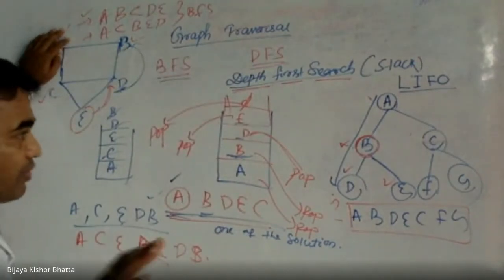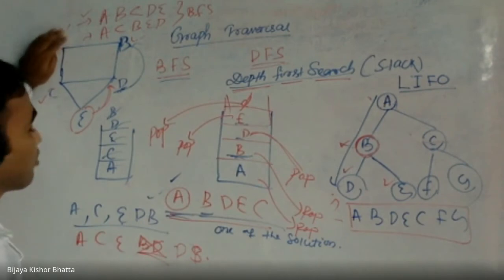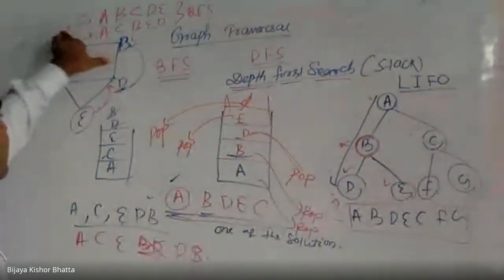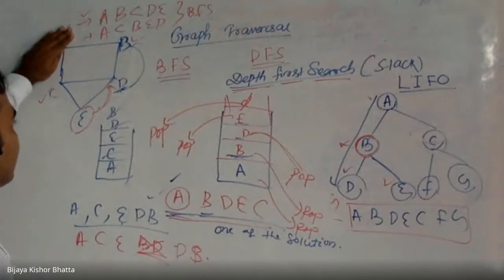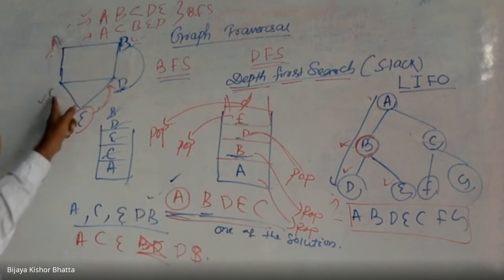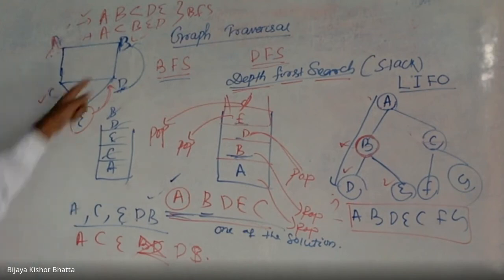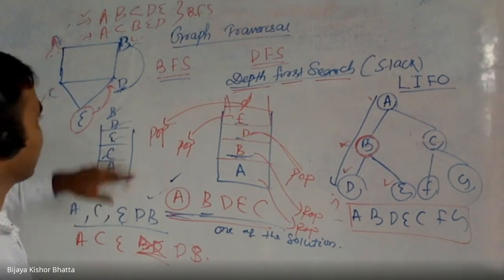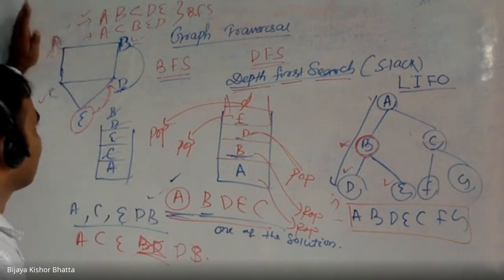I'm talking about BFS now. Whenever you are processing A, see all the adjacent vertices. Who are adjacent? B and C are adjacent to A. Then immediately you will process B and C. It is not like B is related to C. We are processing B and C in parallel because they have a common point, and A is the common point.